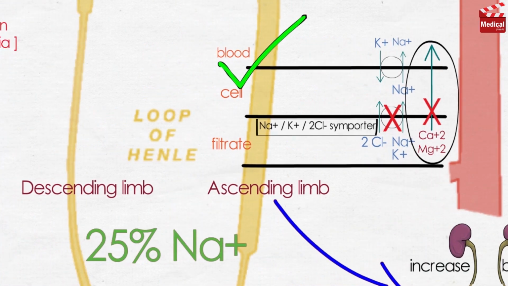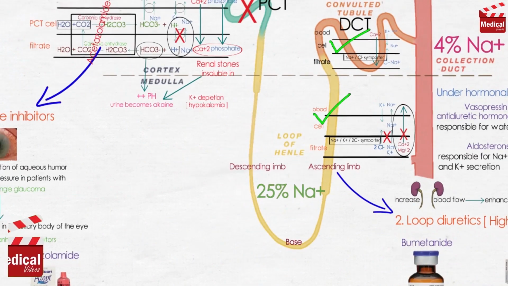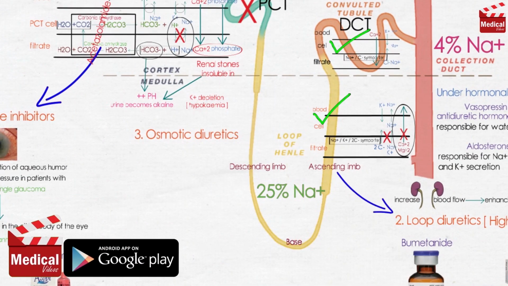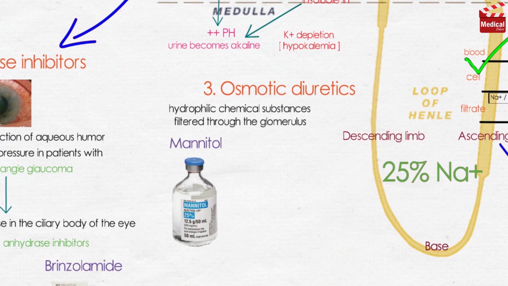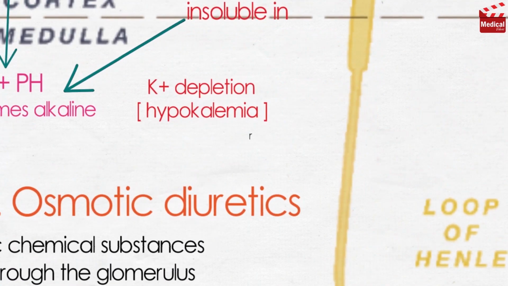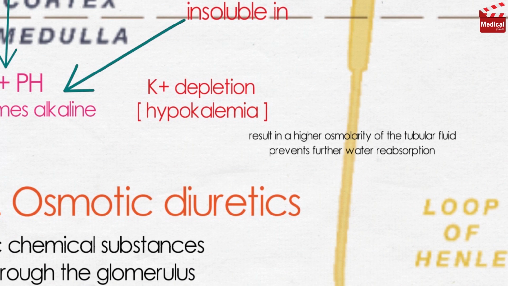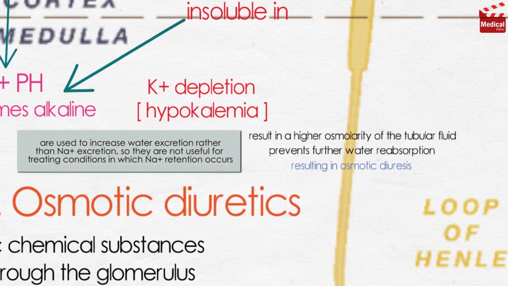And the last category we'll talk about in this lecture is osmotic diuretics. These agents are hydrophilic chemical substances that are filtered through the glomerulus, such as mannitol and urea. They result in a higher osmolarity of the tubular fluid, and prevent further water reabsorption, resulting in osmotic diuresis. Osmotic diuretics are used to increase water excretion rather than sodium excretion, so they are not useful for treating conditions in which sodium retention occurs.